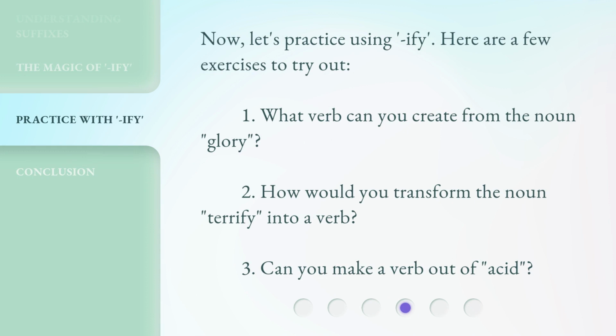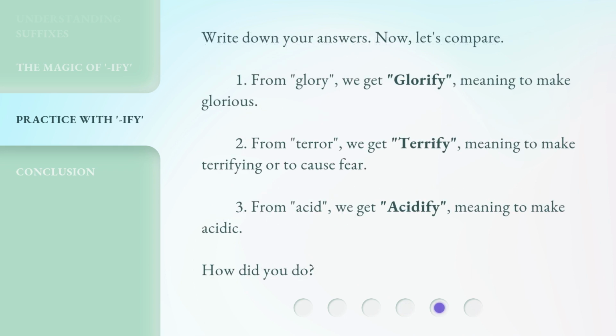Now, let's practice using IFY. Here are a few exercises to try out. 1. What verb can you create from the noun glory? 2. How would you transform the noun terrify into a verb? 3. Can you make a verb out of acid? Write down your answers. Now, let's compare.